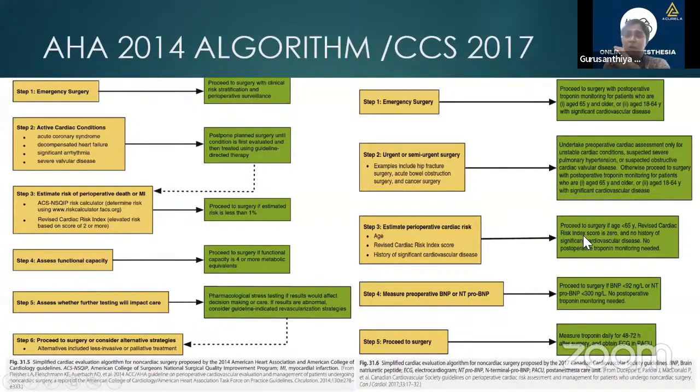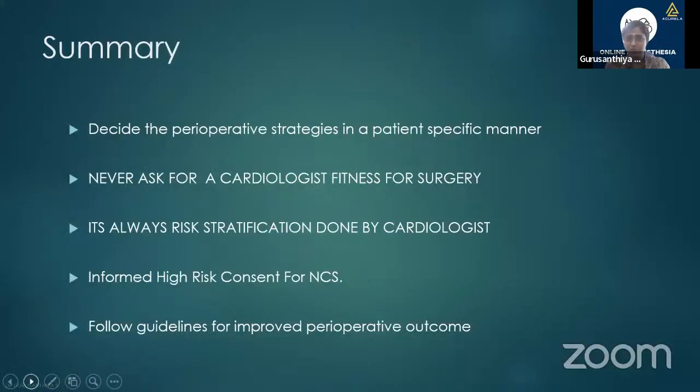There is also a mention of postoperative troponin monitoring. If the risk is high, you measure the preoperative NT-proBNP or BNP. If the BNP is less than 92 nanograms per liter or NT-proBNP is less than 300 nanograms per liter, no postoperative troponin monitoring is necessary, and you can proceed to surgery. If it is more than 92, or more than 300, then you have to monitor troponin daily for 72 hours and obtain an ECG, which may suggest a postoperative arrhythmia which has occurred.